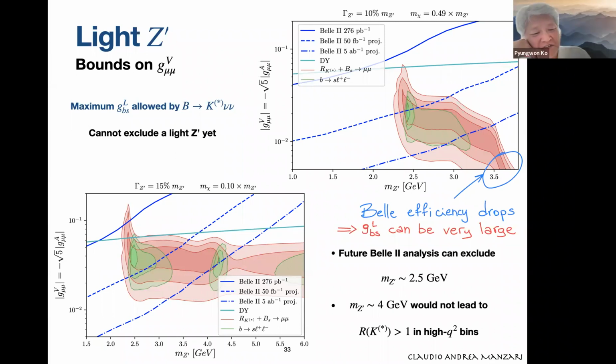Yes, I see. Okay. Now I think I can understand the current status of the light Z prime solution. Thank you very much.